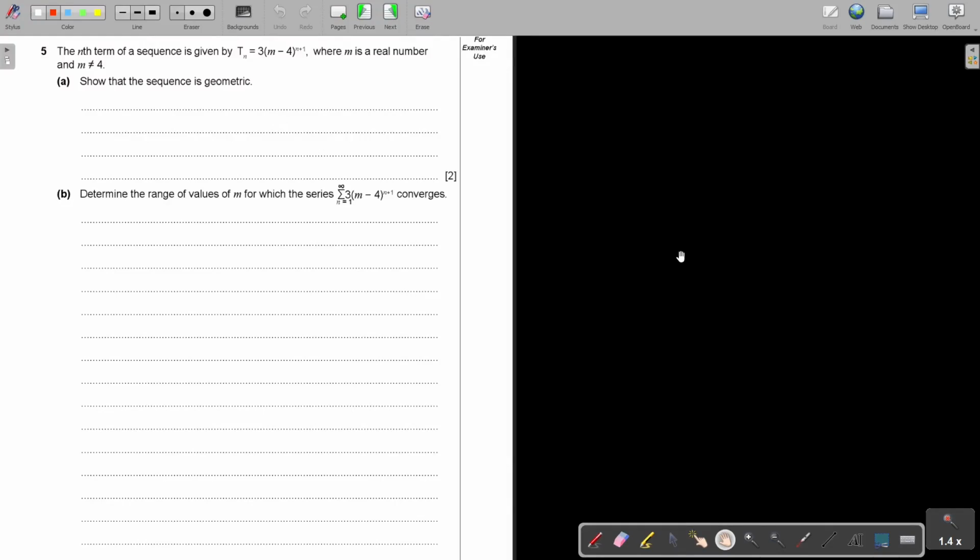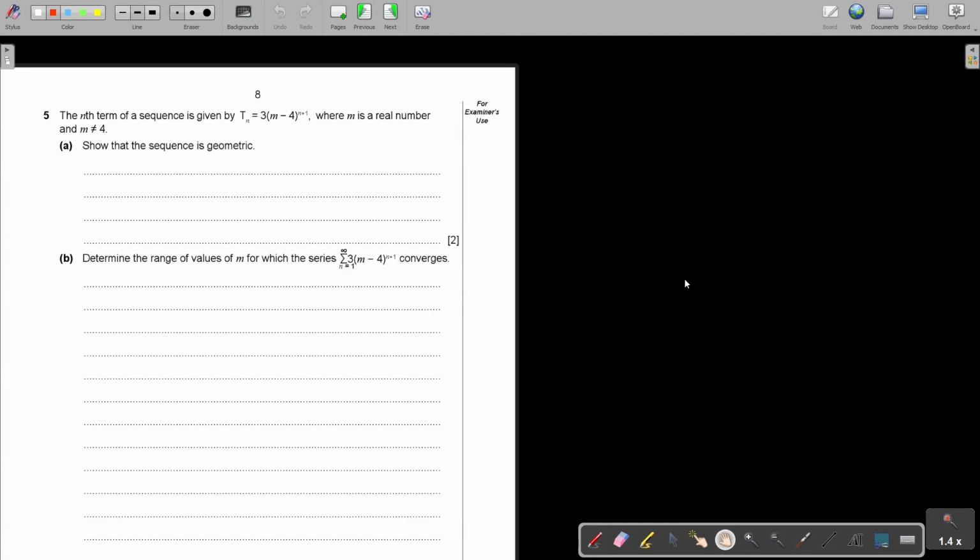Question number 5. The nth term of a sequence is given by Tn equals 3 bracket m minus 4 to the power n plus 1, where m is a real number and m is not equal to 4, because then it will become 0 inside the bracket. Show that the sequence is geometric. Okay, where will you find it in my textbooks? You will find it in chapter 2, sequences.